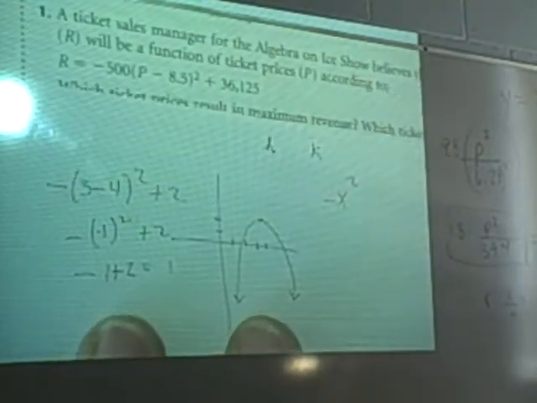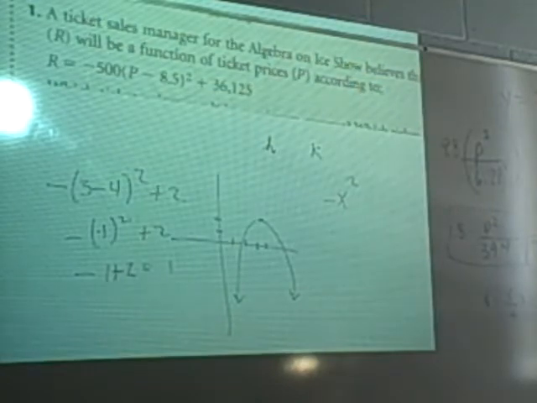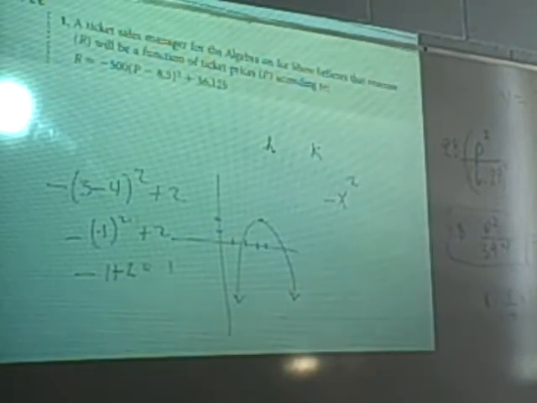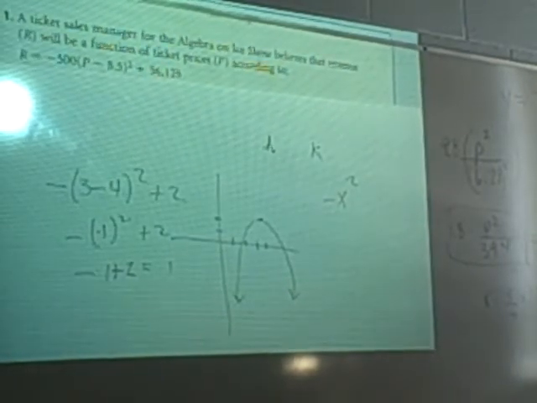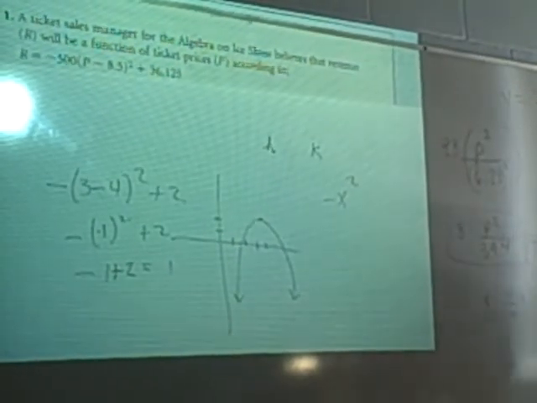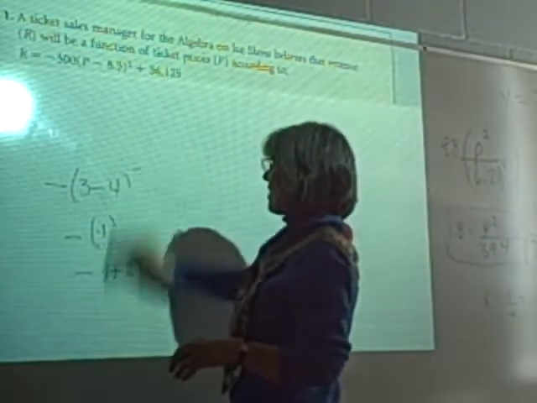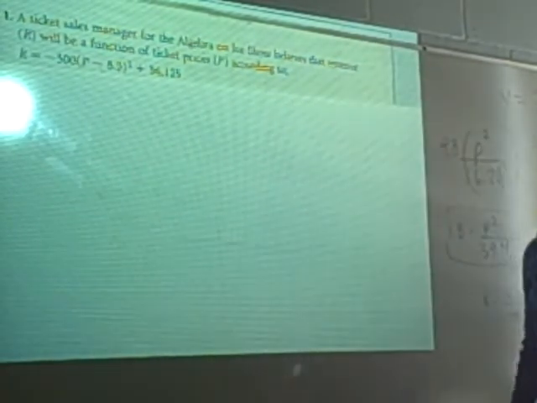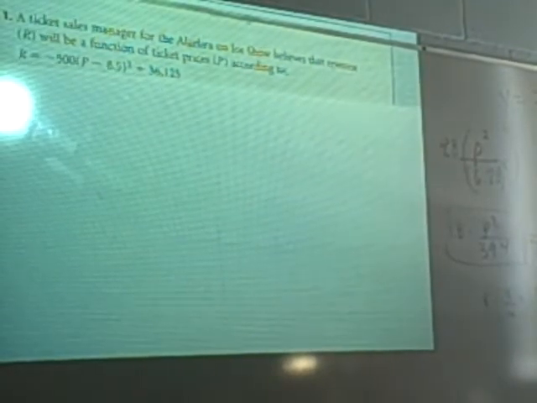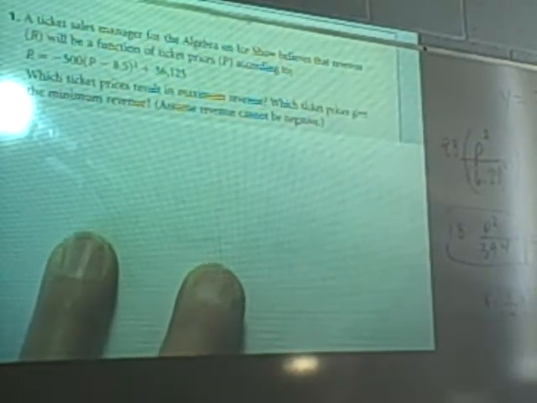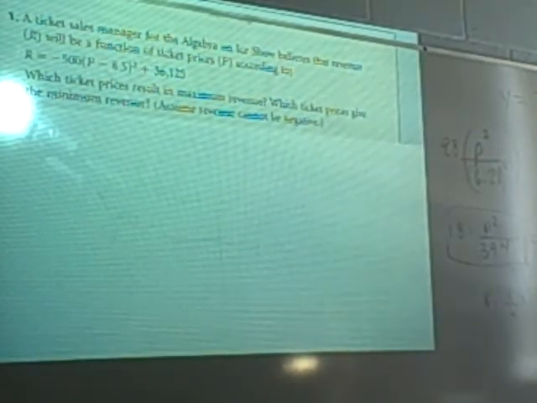Okay, here's a word problem, and then I'm going to give you your assignment. A ticket sales manager on the Algebra on Ice show believes that revenue will be a function of ticket prices according to this formula. This is not realistic at all. I know. I'm sorry. Okay. And the question is, which ticket price results in maximum revenue?